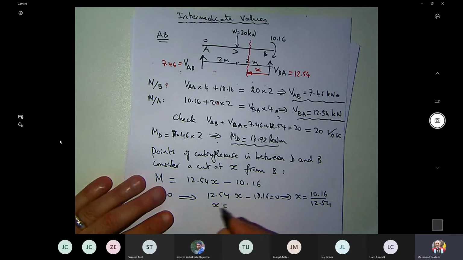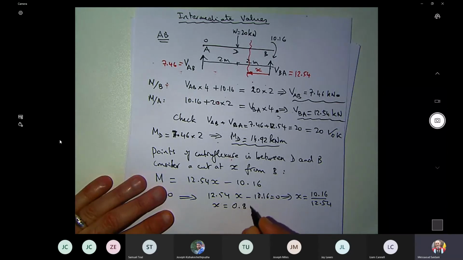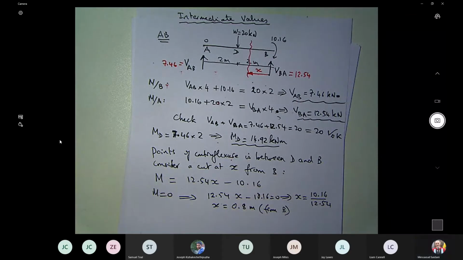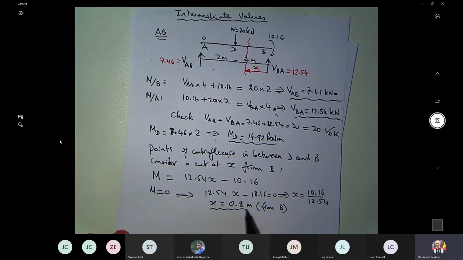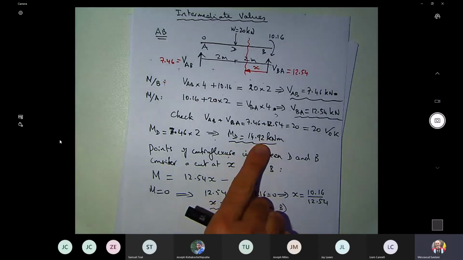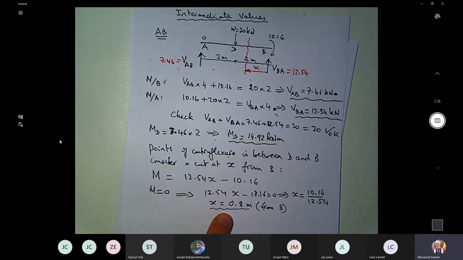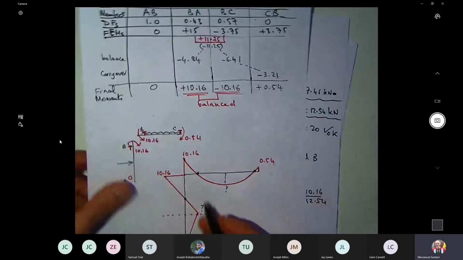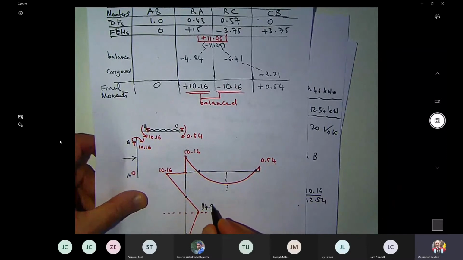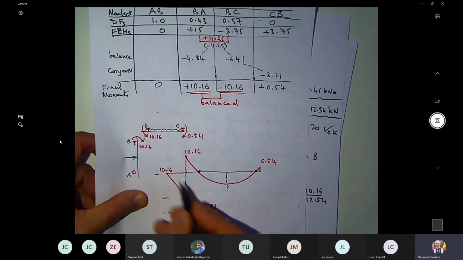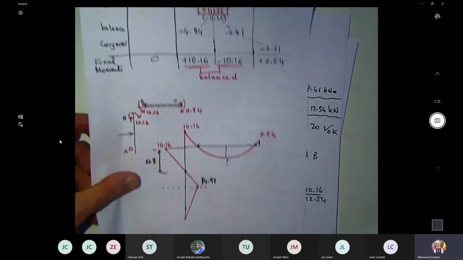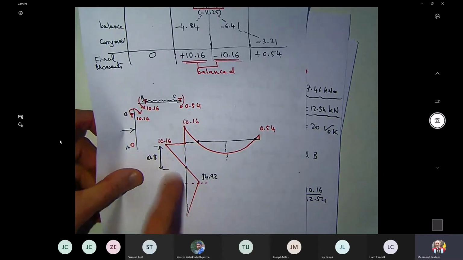Is that correct? So it's 0.8 meters from B. So we've got the maximum moment at D, and we've got the position of the point of contraflexion for this beam here. So this is 1492, and this is here 0.8. Okay, so we have defined the intermediate values for AB.